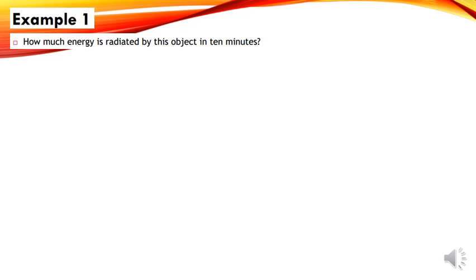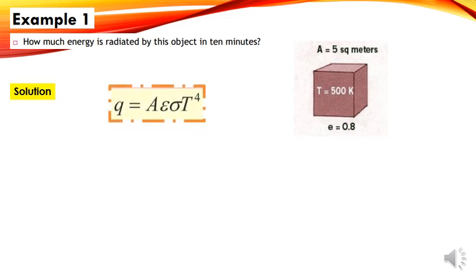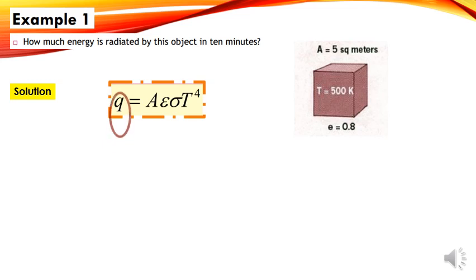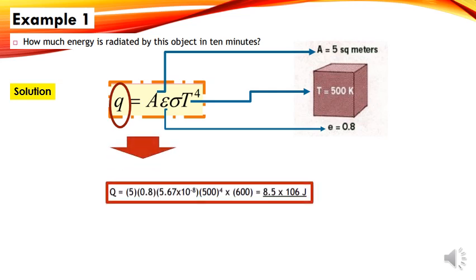Let's try example 1, a super easy example. How much energy is radiated by the object in 10 minutes? The question asks you to determine how much Q is transferred by this object. First, of course, we need the radiation equation. As usual, check the parameters needed in the equation. A is given as 5 square meters, epsilon is 0.8, and the temperature is 500 Kelvin. Just substitute the values into the equation.